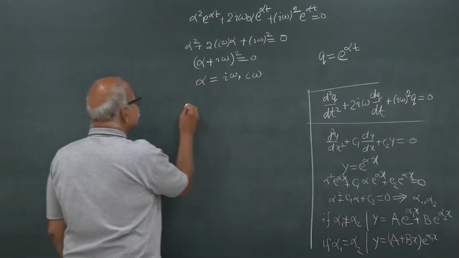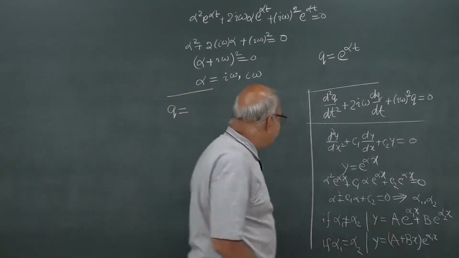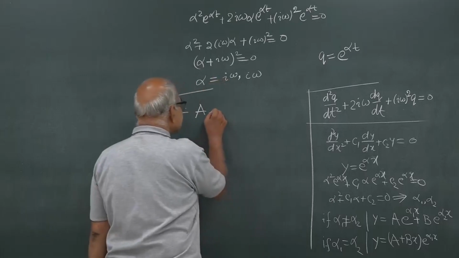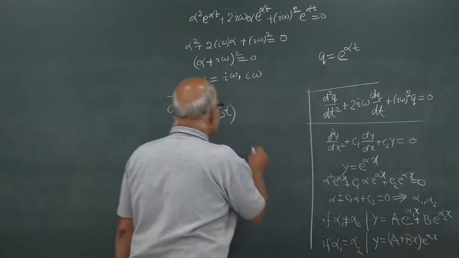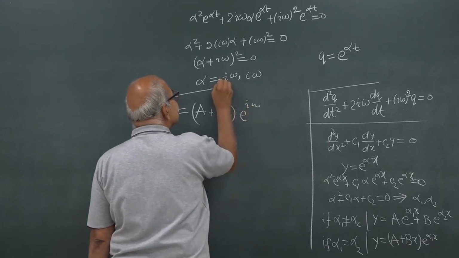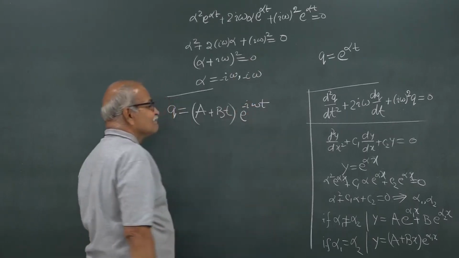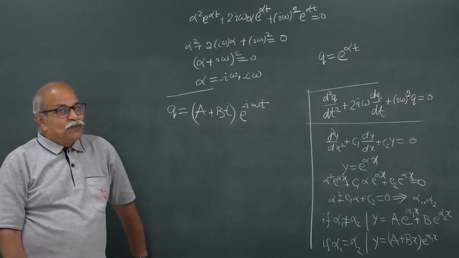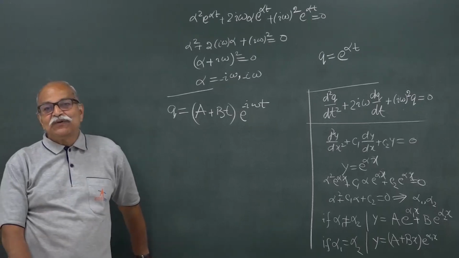My general solution will be q is equal to some arbitrary constant capital A plus B t, and then e to the power alpha t, that is, minus i omega t. Okay. So, minus i omega t. What are these arbitrary constants capital A and capital B, and how do we get them?